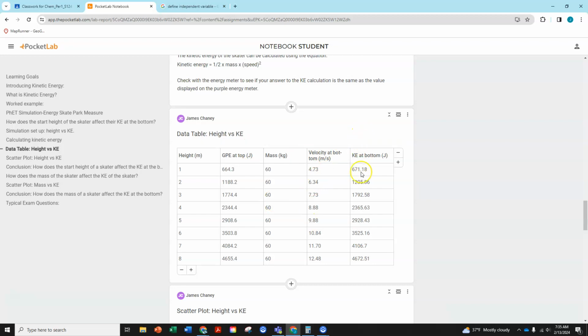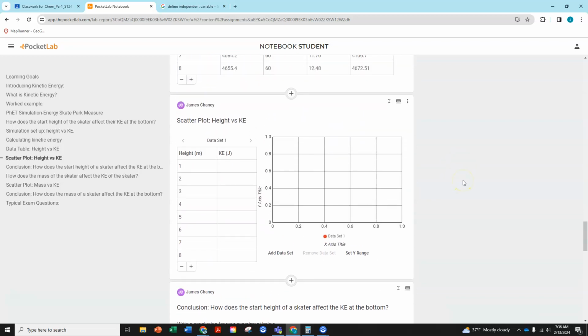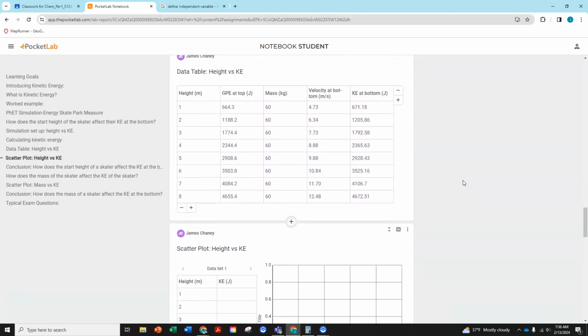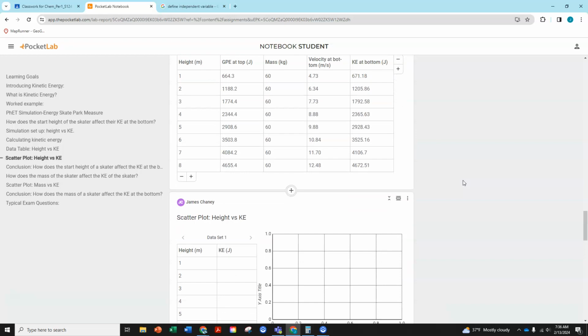So we have kinetic energy at the bottom, we have the velocity or speed, and then at the bottom where there was 0 height, the mass never changed, so mass was 60 kilograms the entire time. And then we had to calculate the gravitational potential energy at the top, so we were using the measuring for both. So now we're going to do the scatter plot, and it's going to do it for us. We just have to plug in the numbers. So our heights will remain the same, and we just have to put these numbers in.